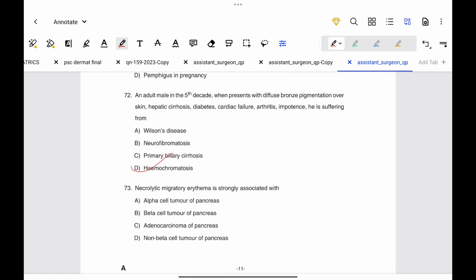Okay. Necrolytic migratory erythema is strongly associated with glucagonoma. Glucagonoma is option A, an alpha cell tumor of the pancreas.